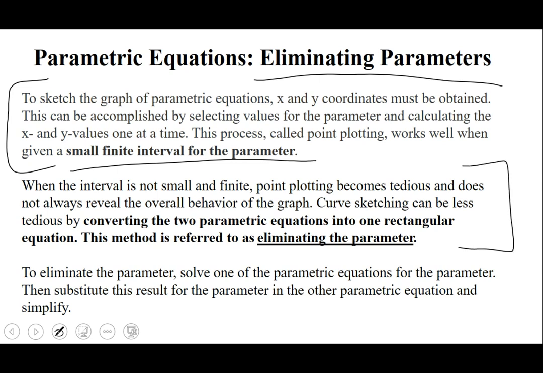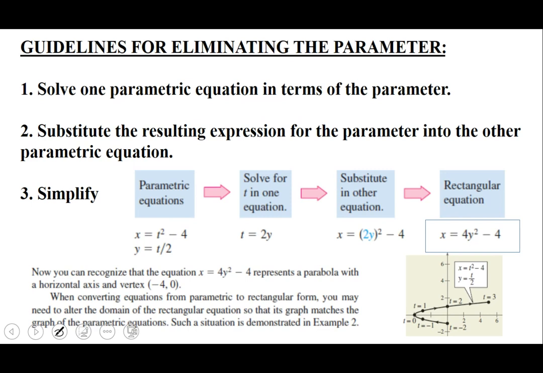If it turns out that you don't have a small interval, or if you don't have a finite interval, you obviously just can't sit there and keep plotting point after point after point. So if you're looking for a little bit of a time saver, you can basically convert the two parametric equations into one equation, which is called the rectangular equation, and this is called eliminating the parameter. There is a series of steps to eliminate the parameter. You're going to solve one of the equations for the parameter, then substitute it into the other equation, and then simplify. I've laid those steps out for you right here.